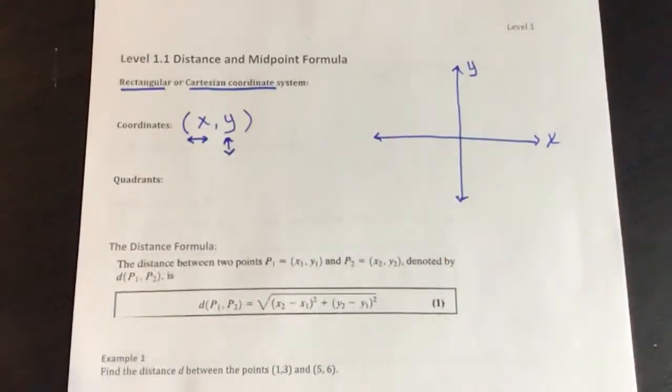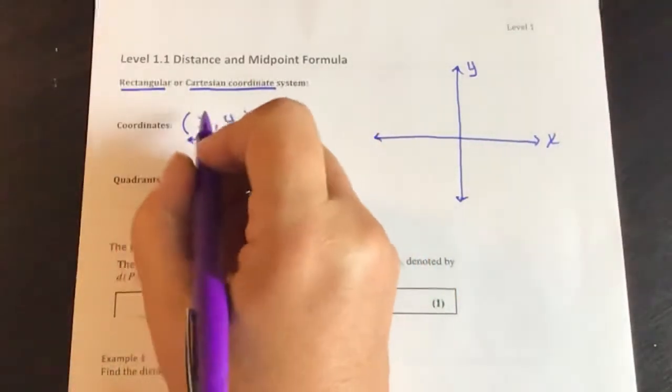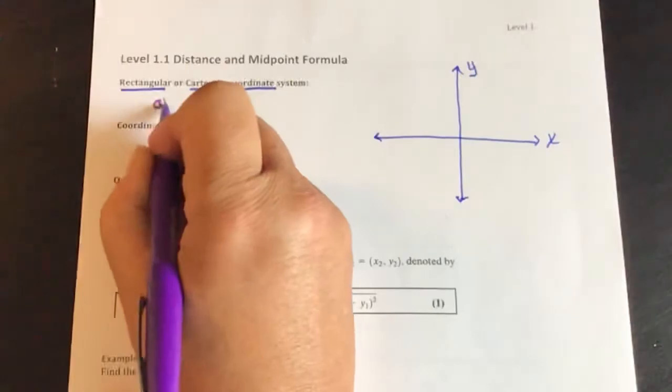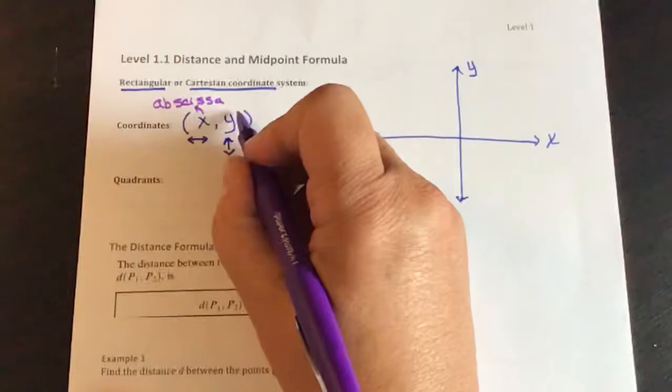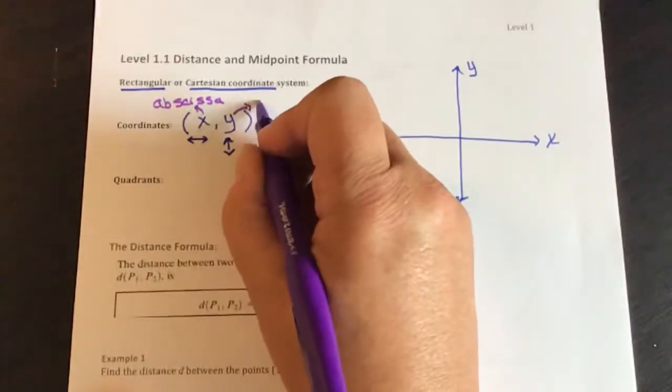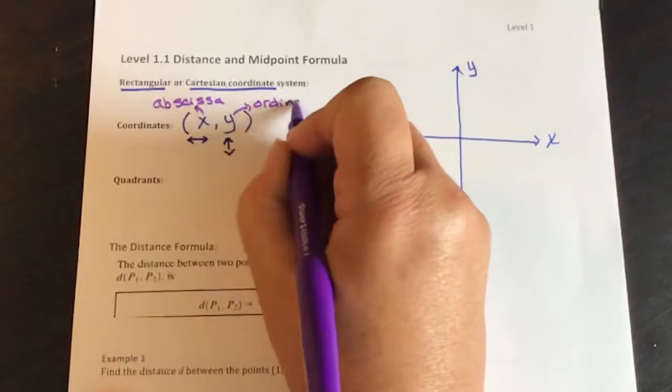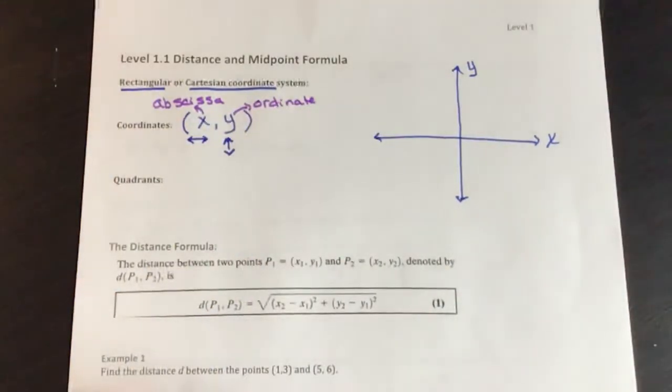Also, a little bit of fancy vocabulary. The x-coordinate is called the abscissa, A-B-S-C-I-S-S-A, and the y-coordinate is called the ordinate, O-R-D-I-N-A-T-E. It's funny because they always start off with this fancy vocabulary that we'll see, and usually we will never call them that. Going forward, we're usually going to say the x-coordinate or the y-coordinate.